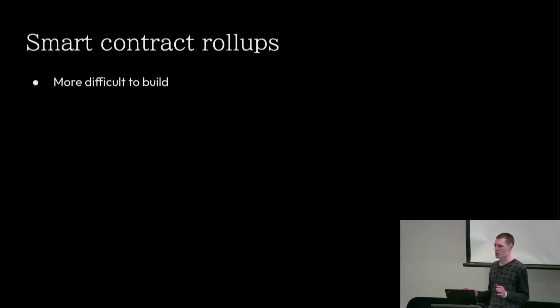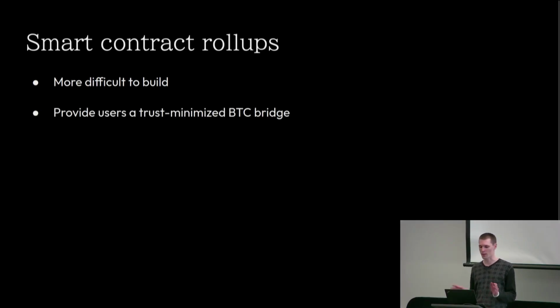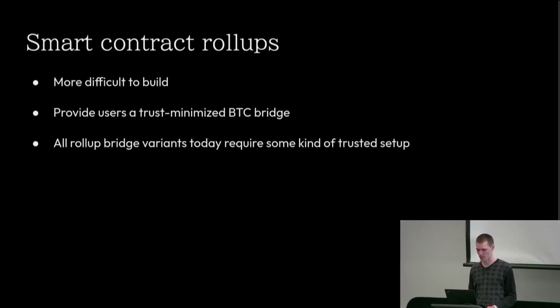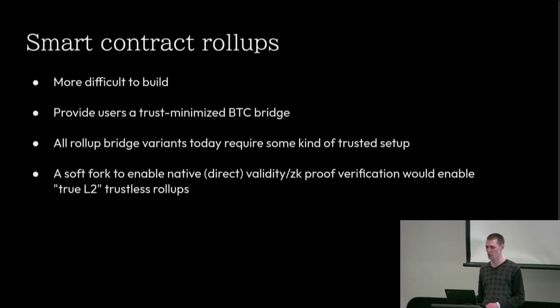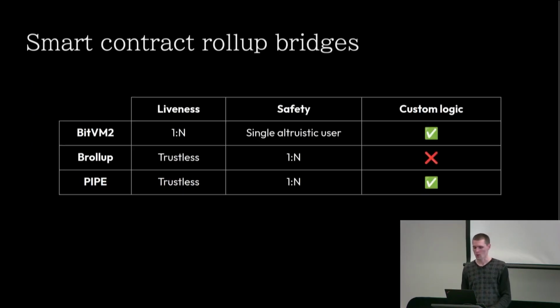Now, smart contract rollups are more difficult to build, but they provide users with a trust-minimized BTC bridge. All of the rollup bridge variants today require some kind of trusted setup. But if we have a soft fork to enable native direct validity or ZK proof verification, this would enable true L2 trustless rollups. So you could bridge BTC back and forth without having additional trust assumptions.